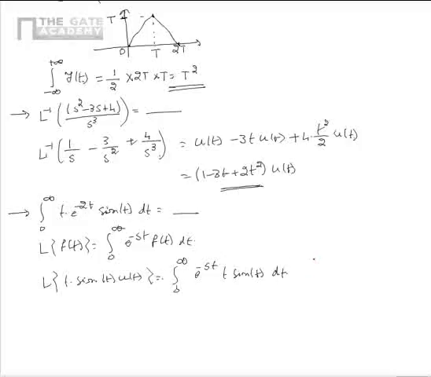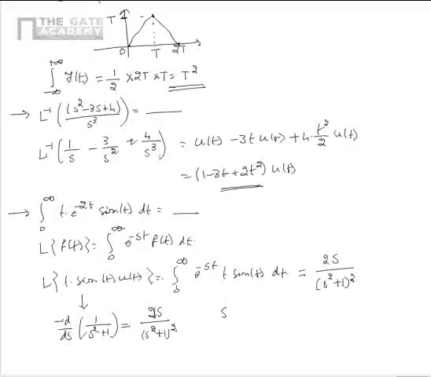So if we find the Laplace transform of t sine t, this is equal to minus d by ds of 1 by s square plus 1. This is equal to, sorry, 2s by (s square plus 1) whole square. From this we can say that the integral from 0 to infinity of e power minus st t sine t dt is equal to 2s by (s square plus 1) whole square.